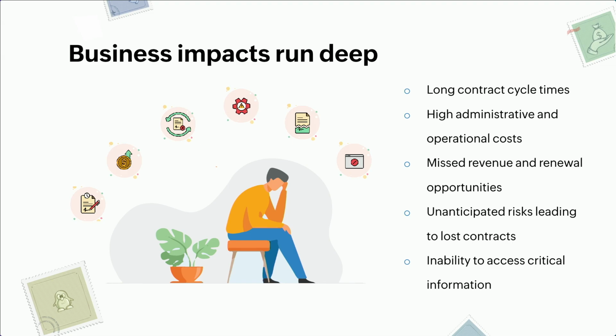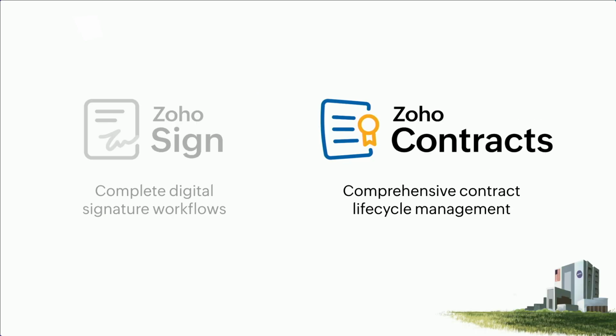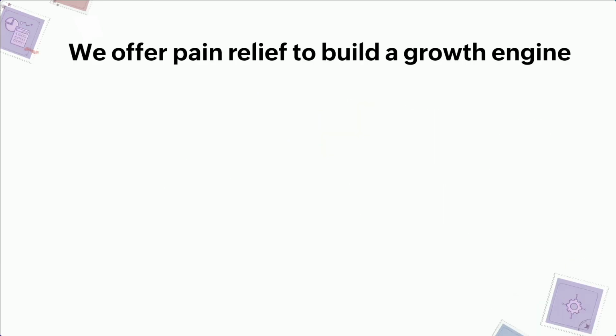And this all boils down to the fact that you are maybe not able to access the right information at the right place. So to solve all of that, we introduced Zoho Contracts, which is our contract management software. But the approach with Zoho Contracts is that it is intended as a wrapper that sits outside and around Zoho Sign and Zoho CRM, which offers pain relief to your growth engine.